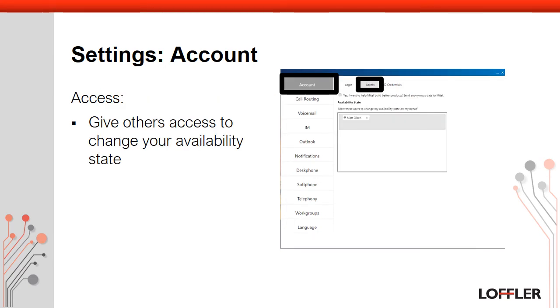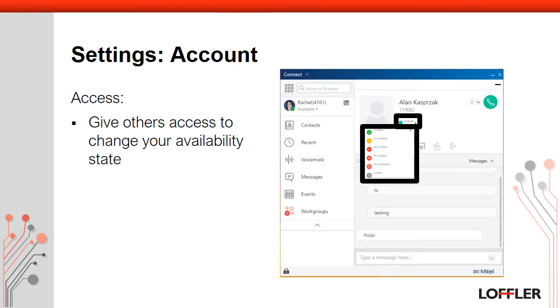Within the Account Access tab, you have the option to give someone, like a receptionist or assistant, access to change your availability state for you. Just type their name in the box. To change someone's availability state, find them within the directory. Then, select their availability state and choose which state you would like to put them in.